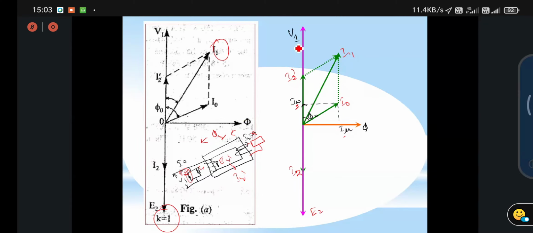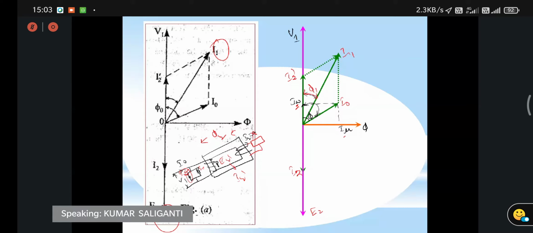So you can see V1. The angle between V1 and I naught is nothing but phi naught. The angle between V1 and I1 is nothing but phi 1. Okay. So this is the inductive circuit here.